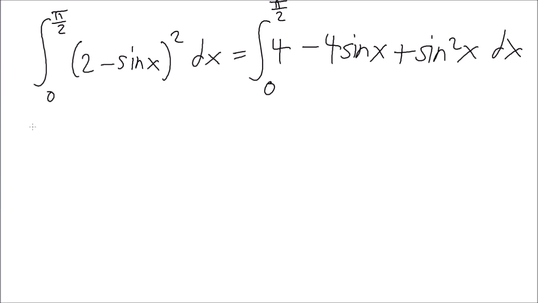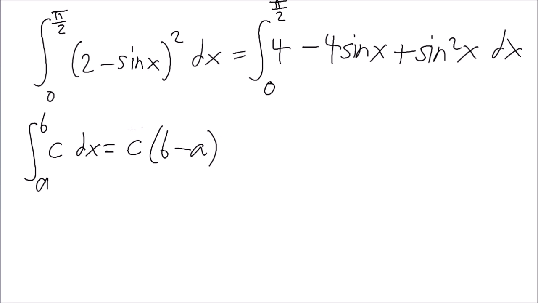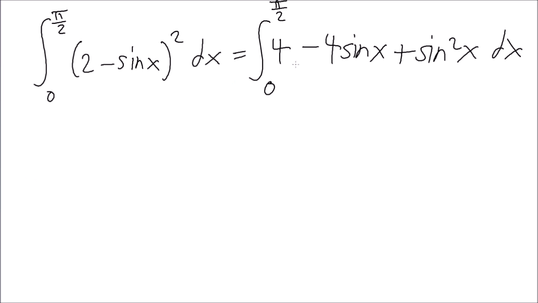So then this would become, so this is 4. Whenever we have a constant, most of the time, it's just going to be c times b minus a, because this is just cx, and all you're doing is b minus a. That's a good thing to keep in mind, and it helps us do this mentally. So technically this is 4 times pi over 2 minus 0. So this is 4 times pi over 2, this is 2 pi. Okay, minus 4.